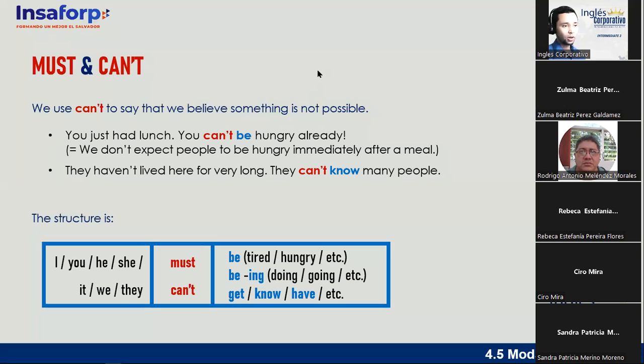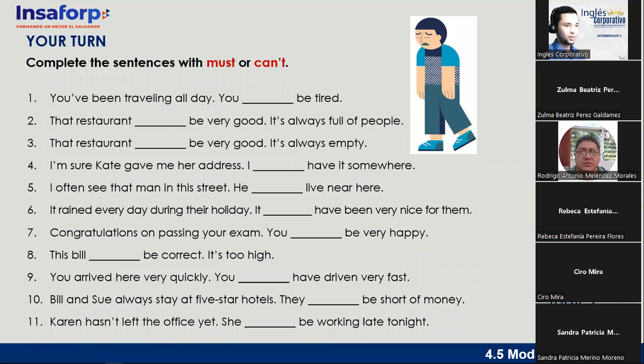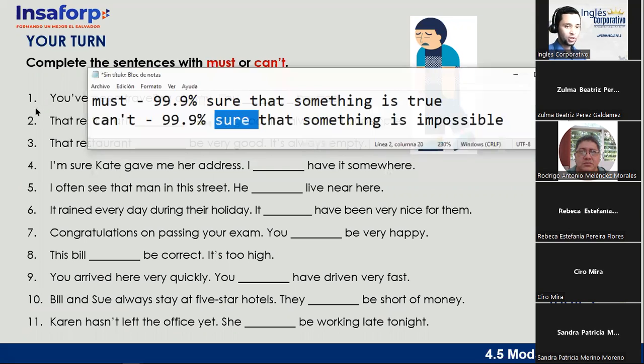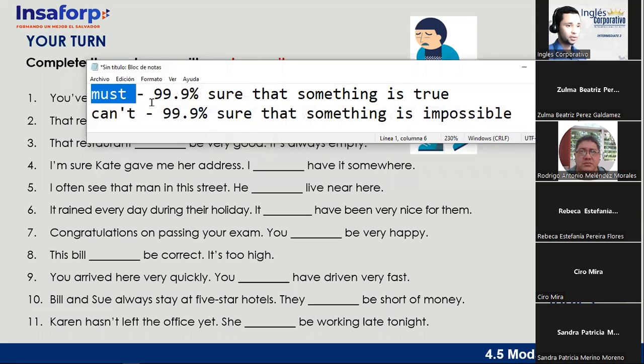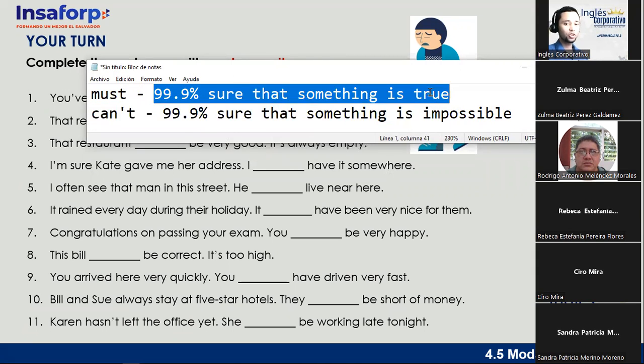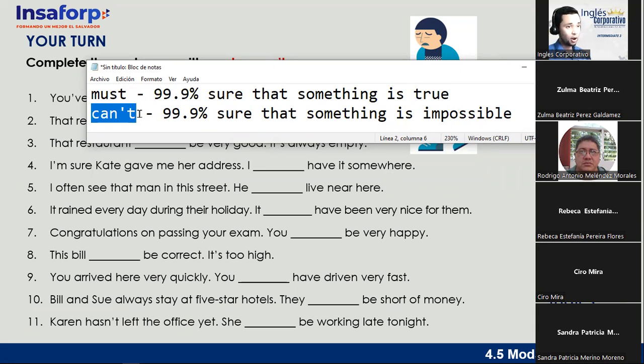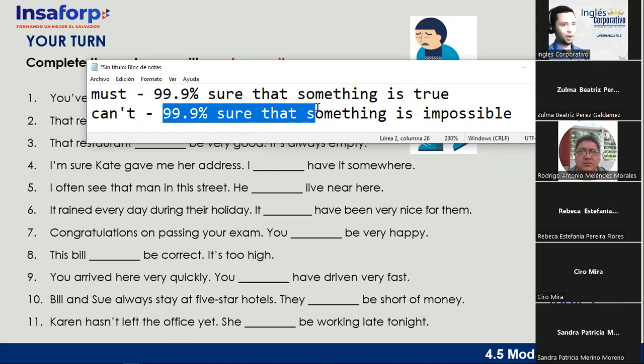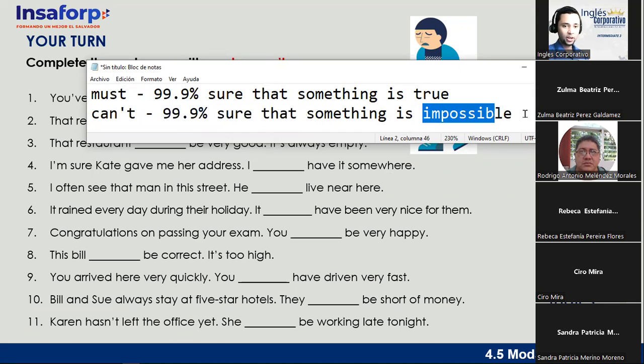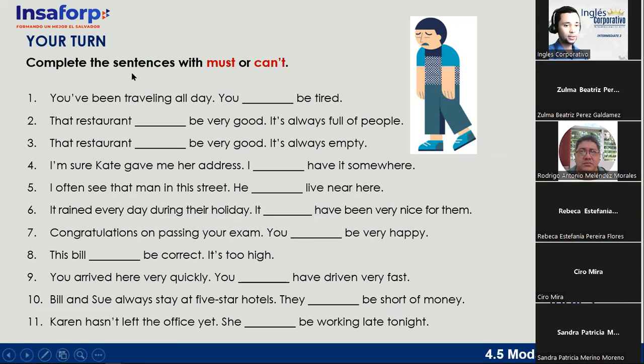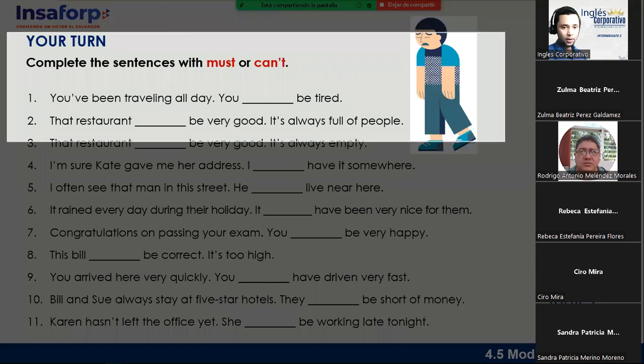I'm going to start the breakout rooms now, but first I'm going to explain this. What are you going to do? It's a very easy exercise, okay? You can finish quickly. You need to complete the sentences with must or can't, okay? Remember, you use must when you are sure that something is true. Tiene que ser así, es lo más lógico. So 99% sure that something is true. And you use can't to say the opposite, when you are sure that something is impossible. It can't be true, okay? That's the idea. So you have to complete the sentences with must or can't. And I'm going to share this via WhatsApp.